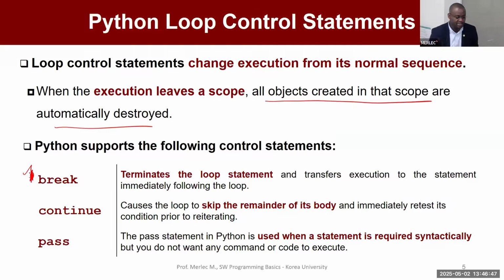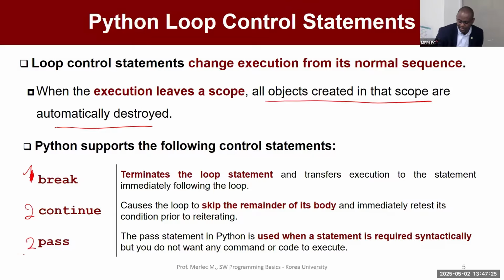That means the intermediate loop statement will be executed. And the second control flow is continue. In the case you are in the loop and you want to skip the remaining part of the instructions inside the loop under a specific condition, you can use continue, which automatically will remain in the loop, but will go to reset the condition prior to reiterating again.